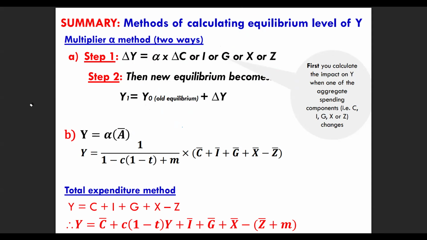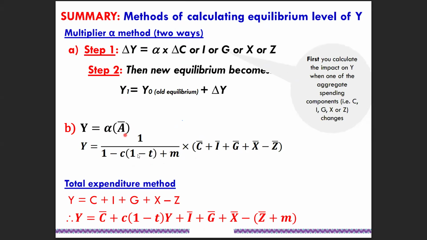And then another way of calculating using the multiplier, you can just say a multiplier times all the autonomous aggregate component, all the autonomous component of aggregate expenditure, which is your C plus I plus G plus X minus Z, right? So here's our multiplier, and then here they are. And then using the total expenditure method, you just say income equals C plus I plus G plus X minus Z.